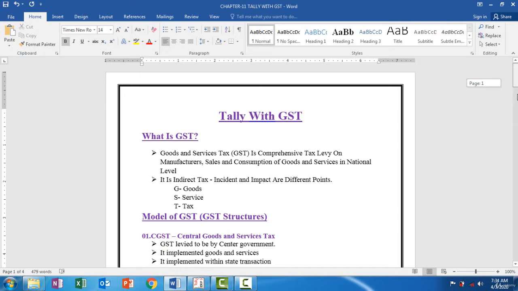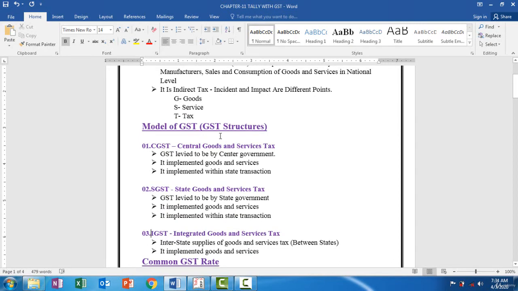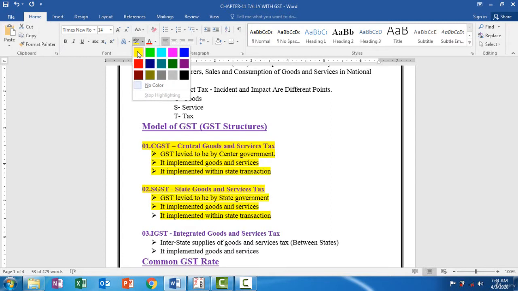The second part is the model of GST or GST structure. There are three GST structures. The first one is within a state transaction, where two taxes will be implemented. For example, I am from Kerala and I'm selling goods within Kerala. It means that within a state transaction, two taxes will be implemented. That's called CGST and SGST.